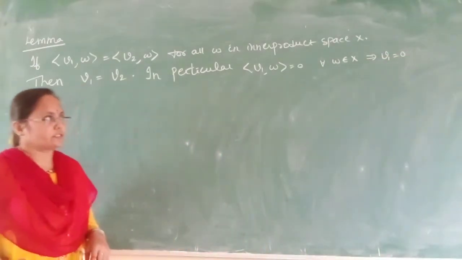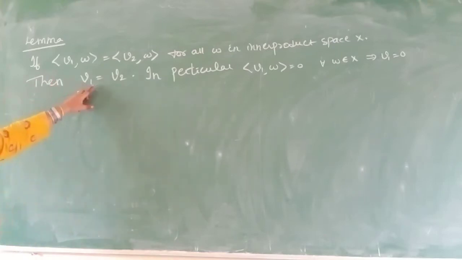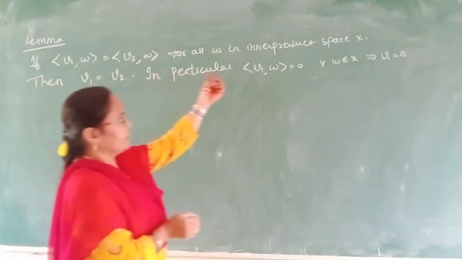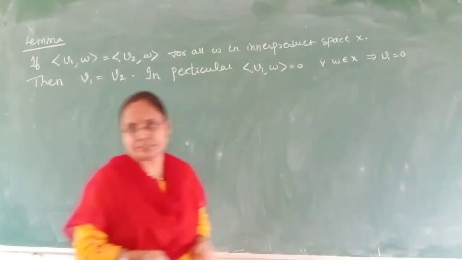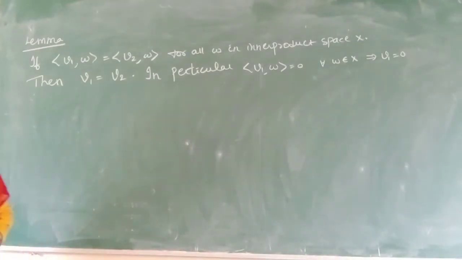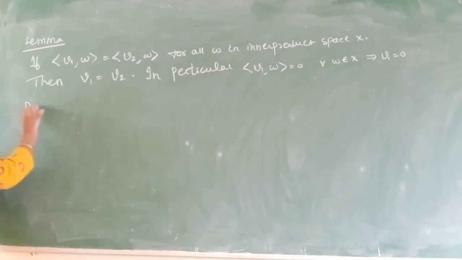Here, two conditions are there. One is V1 is equal to V2. Second one is, by using this, we have to show that V1 is equal to 0. Okay? Important for short answer. See the proof now.